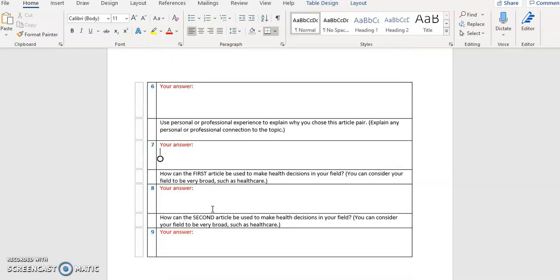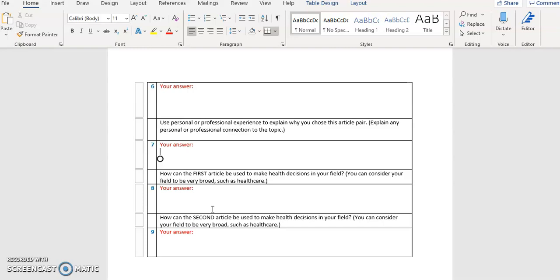Number 7 is just, why did you choose this pair? This one is really open-ended. You may have chosen it for personal or professional reasons. Just explain any personal connection to the topic. This covers the personal professional connection in the rubric.